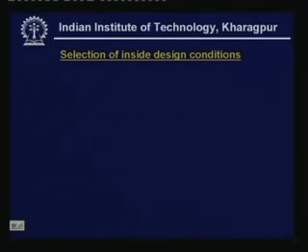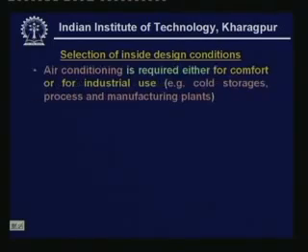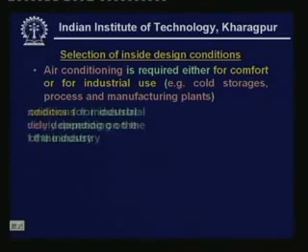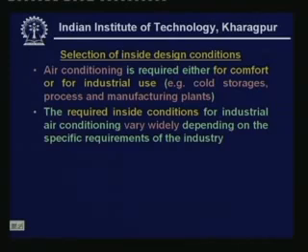Okay, so let us begin with the first step, that is the selection of design inside and outside conditions. In this particular lecture I shall describe selection of inside design conditions. Air conditioning is required, as you know, either for comfort, that means comfort air conditioning, or for industrial use. For example, industrial use means it could be used in cold storages for preserving food products, or it could be used in process and manufacturing plants to provide the right conditions for the processes or the products being manufactured. The required inside conditions for industrial air conditioning vary widely depending on the specific requirements of the industry.